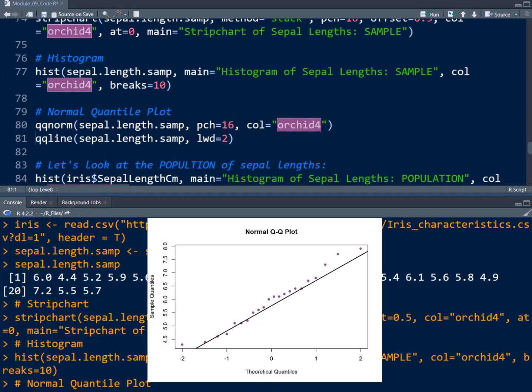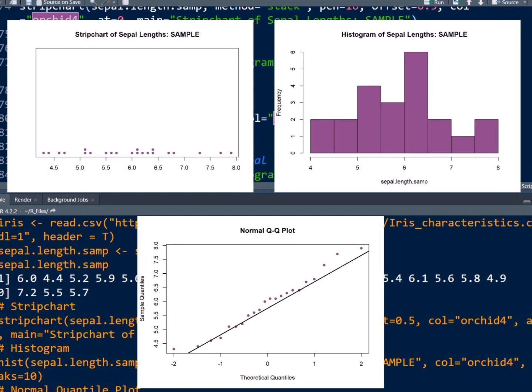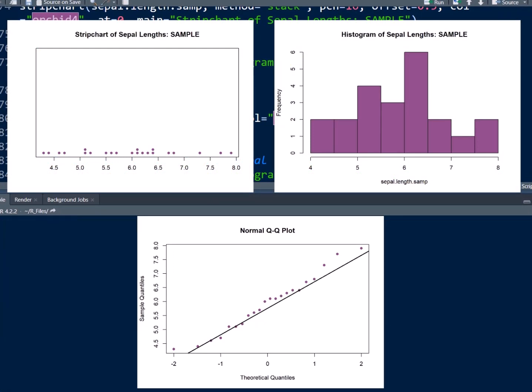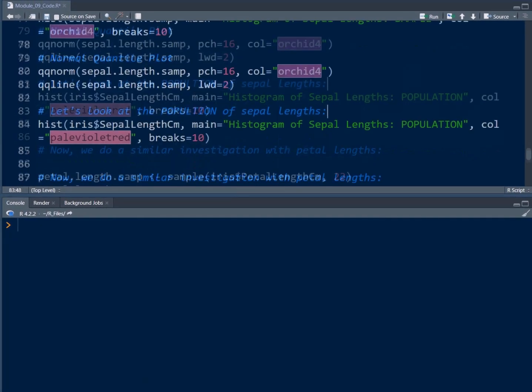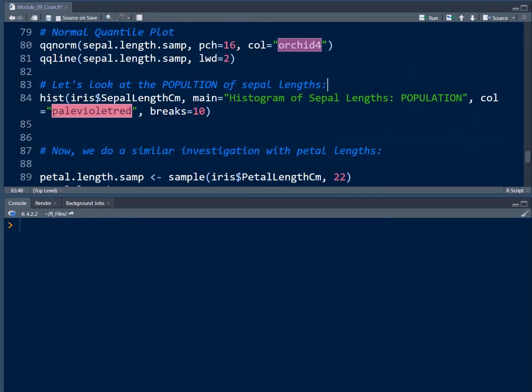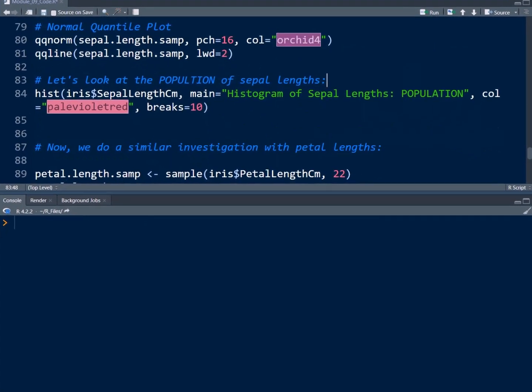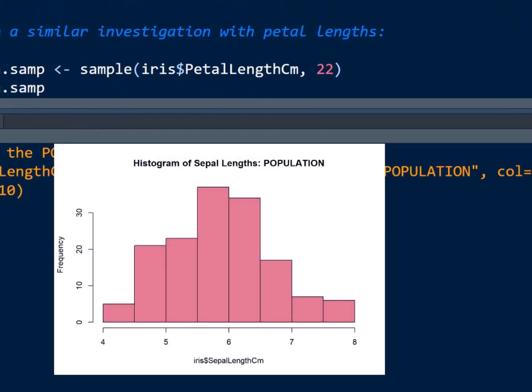The normal quantile plot demonstrates points that do not differ significantly from the line. Based on what we can see in these plots, it appears that it would be a reasonable assumption to believe that the sepal lengths population is approximately normal. Okay, well now let's check it. We've got the population, so let's take a look at the histogram. A histogram of the entire population of sepal lengths shows that the population is indeed pretty close to being normal.